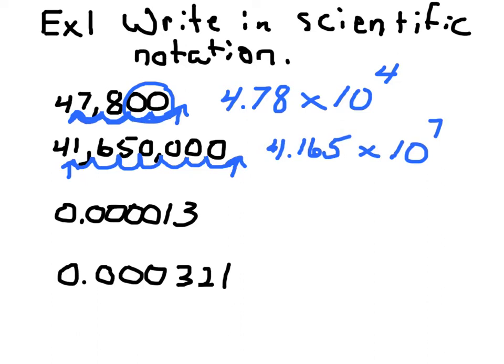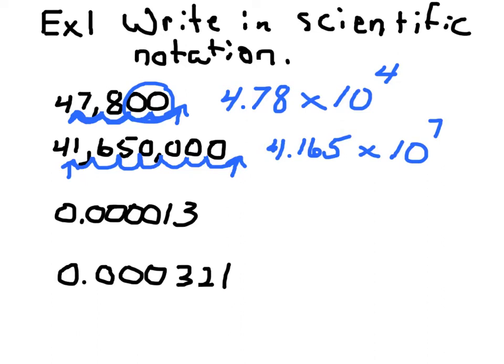Now before we go to these next two very small numbers, let's go back to the two that we just did. What would you do if you had 4.78 times 10 to the fourth and you were asked to write what the original number was, or in other words what we call standard form?